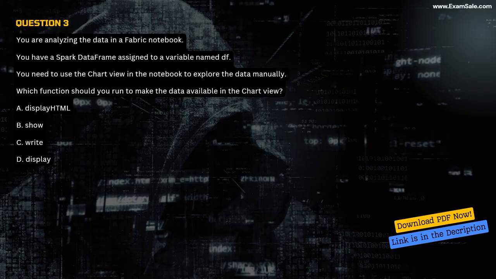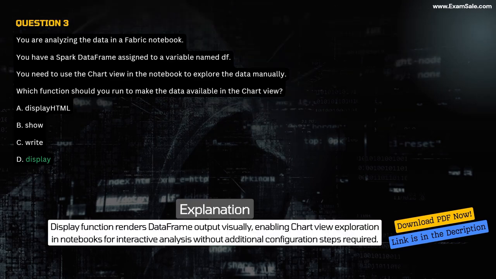Question 3. You are analyzing the data in a Fabric notebook. You have a Spark DataFrame assigned to a variable named df. You need to use the chart view in the notebook to explore the data manually. Which function should you run to make the data available in the chart view? A. displayHTML. B. show. C. write. D. display. Correct answer: D, display. Explanation: The display function renders DataFrame output visually, enabling chart view exploration in notebooks for interactive analysis without additional configuration steps required.